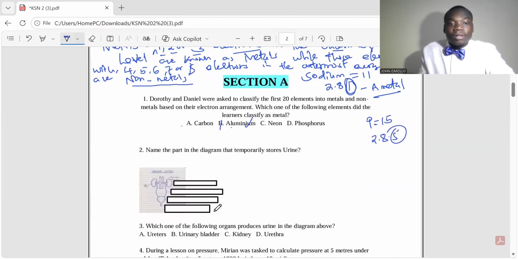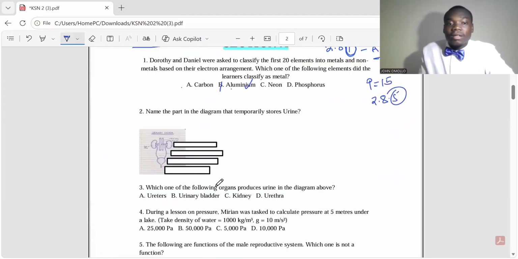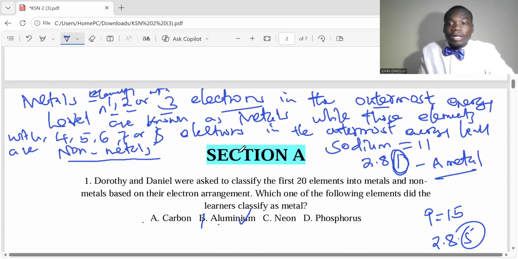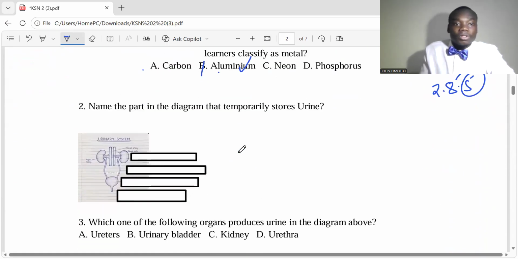So let's dive to number 2. If you have any challenge, you have any problem, and you want to know more, I'm still here. Let me just enlarge the board so that you can see, for the sake of the diagram. So that is it. Let's embark on question 2.